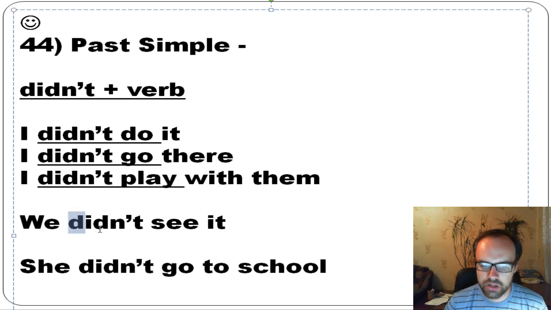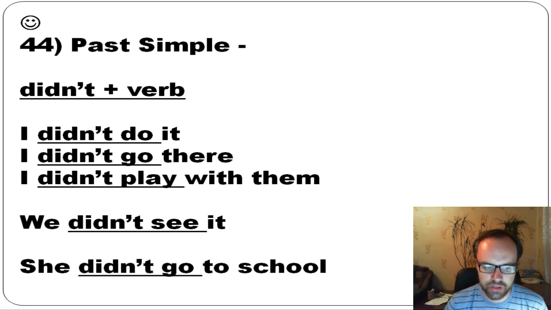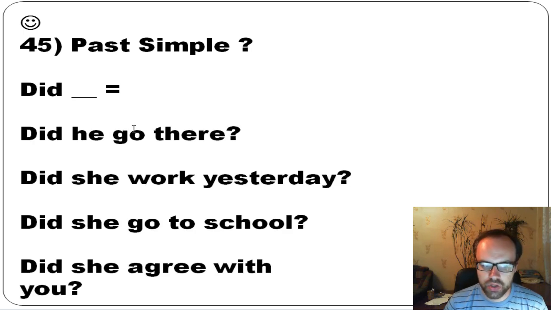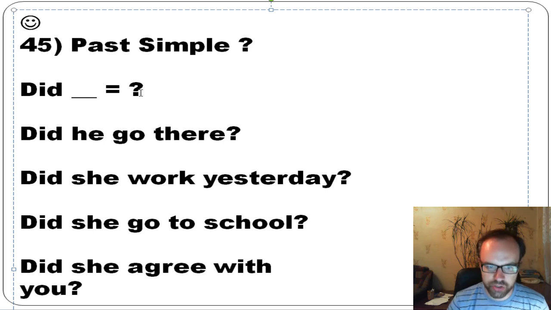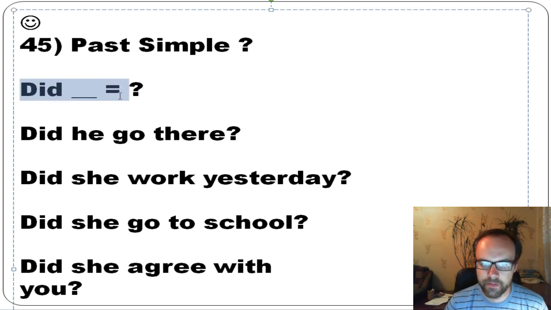So we didn't see it. She didn't go to school. Good. Maybe you want to ask a question. No problem. Use did in the beginning. So did plus subject plus verb. So, did he go there?